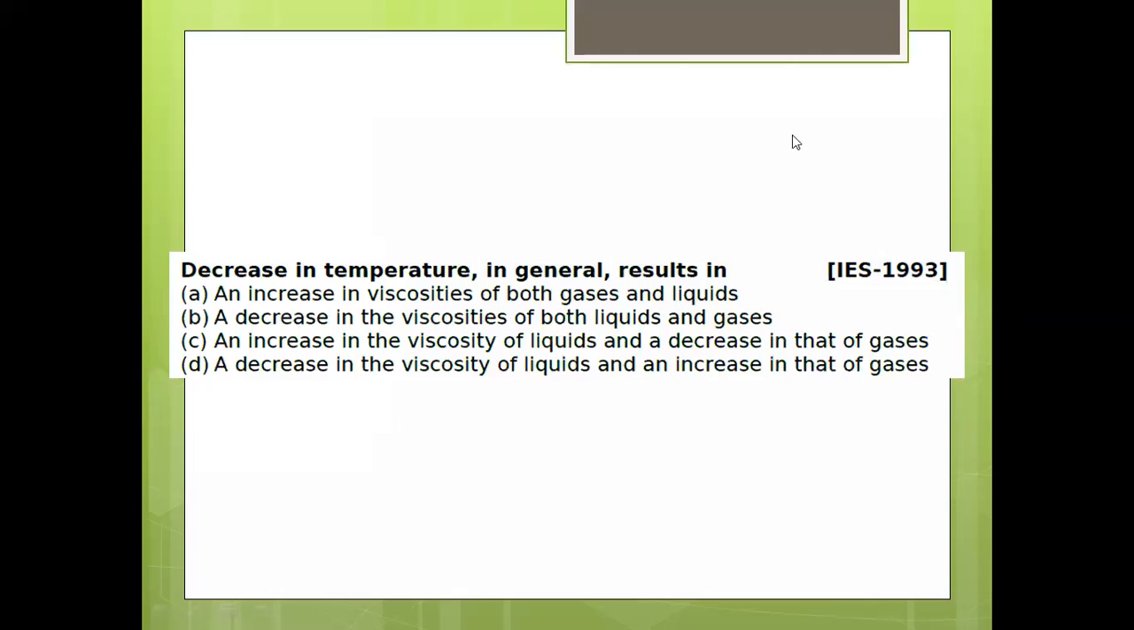Just now we have seen that the relation of temperature with viscosity in case of liquids is inverse. Means if temperature decreases, viscosity will increase. So here in the options you can see there is an increase in the viscosity. And in case of gases, the relation is directly proportional. With decrease in temperature, viscosity will also decrease. So you can see here decrease in temperature, decrease in the viscosity of the gases.